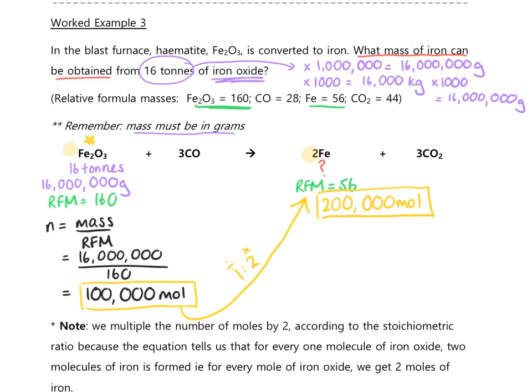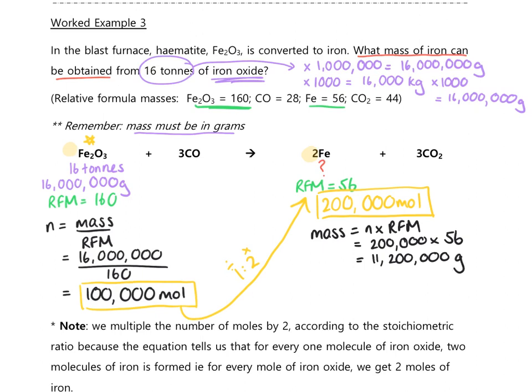Once we've got our number of moles over with iron, then it's a case just of converting back to mass. How do I convert back to mass? Well, I use my equation. Mass equals N times RFM. The number of moles is 200,000 times the RFM, which is 56. Put that into your calculator and you should get 11,200,000. What unit is that in? It's in grams.